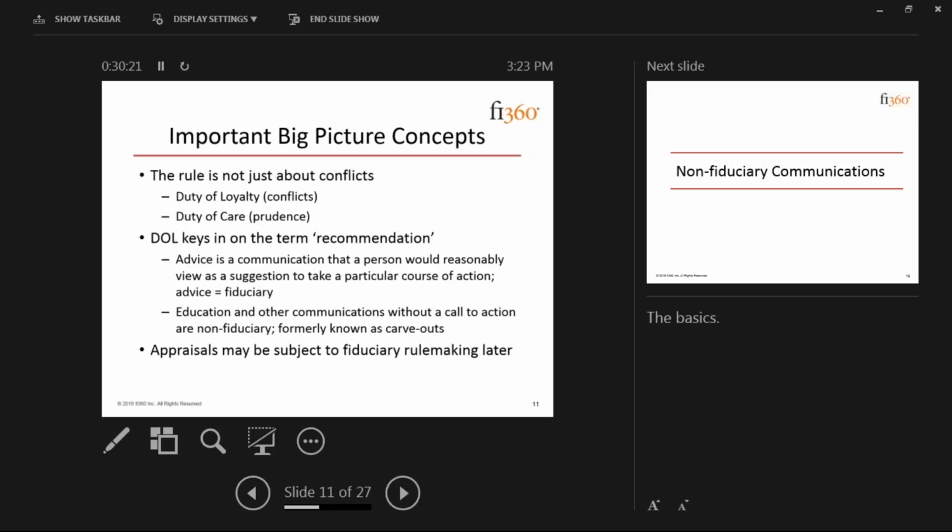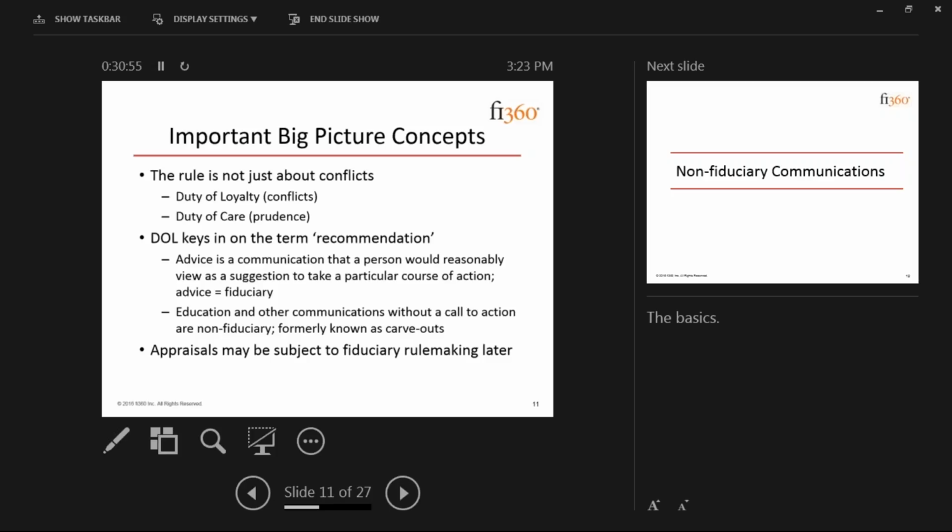The other thing that comes out of the rule clearly is they key in on this term recommendation, and with respect to that, they say advice is a communication, again, that a person would reasonably view as a suggestion to take a particular course of action. So it's to a person, so it's specific. And if you're communicating to them in a way that they would reasonably view as a suggestion to do this or do that, then you would be considered a fiduciary.